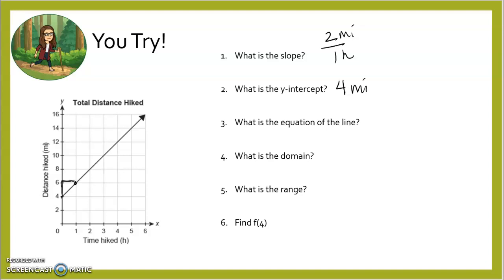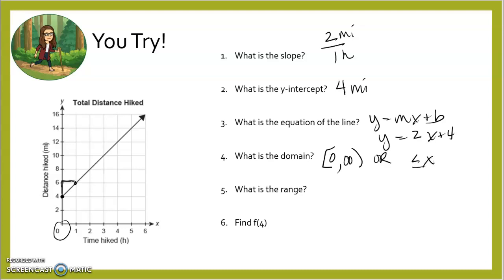What is the equation of the line? So we have everything we need, right? y = mx + b. m is 2 and b is 4. What is the domain? So our x values start right here at x equals 0, and it is including 0. So we'll have a bracket, and they go until infinity, so we have a parentheses. Or x is between 0 and infinity, having that equal to on the 0. What is the range? The y values start at 4 and go to infinity.